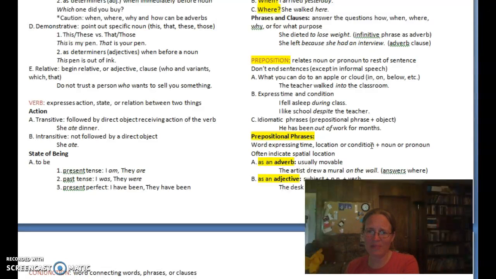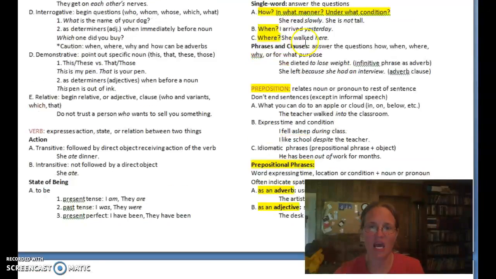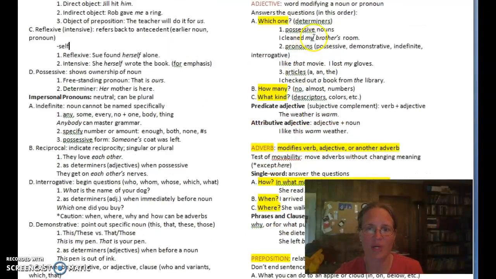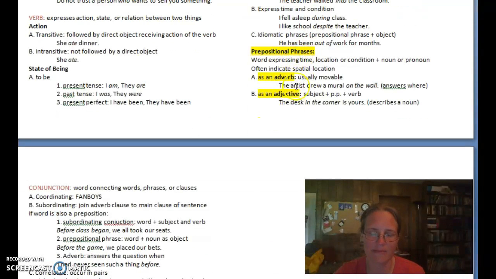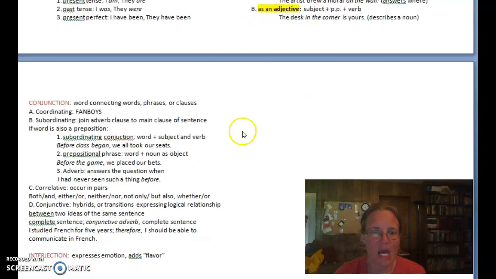So prepositions in and of themselves aren't terribly important for our purposes, but it's the phrases. So you need to be able to easily identify something as a preposition to understand the phrase that it's introducing. And prepositional phrases can function either as adverbs or adjectives. And that again is going to determine where it's going to go on your sentence diagram. And it's going to answer the same questions that we had above related to adjectives and adverbs. That's something that people struggle with, is where to put things on a diagram, and that will help you.